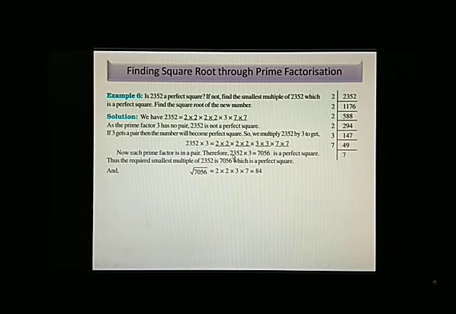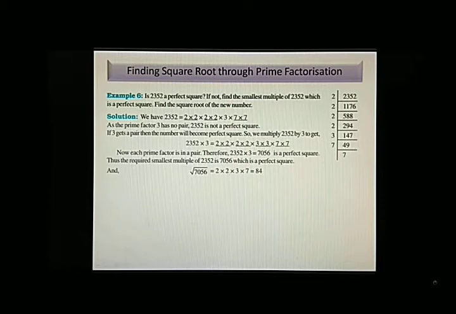So if we multiply 2352 with 3, we get this. So this number now is a perfect square. Thus, the smallest multiple of 2352 which is a perfect square is this. Clear? And the square root of this number is 84. Why is it the smallest multiple? Because multiple we already know, I don't need to repeat that, I suppose. So, which is the smallest multiple?